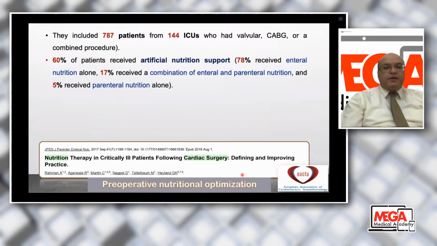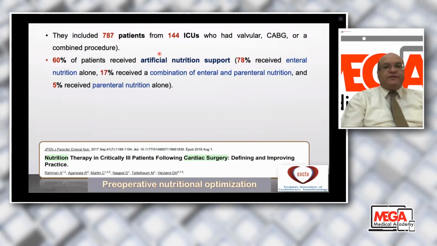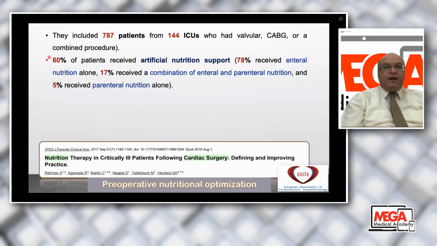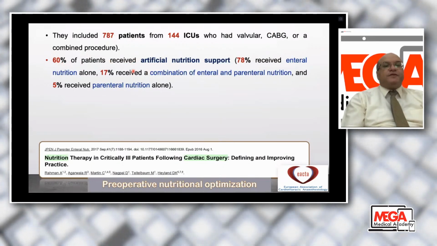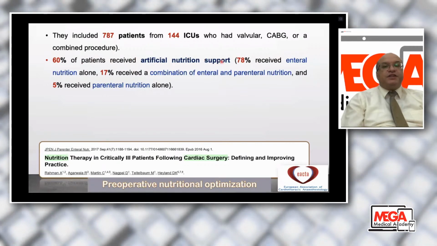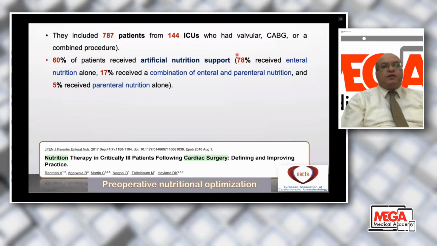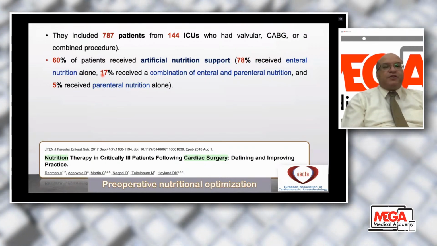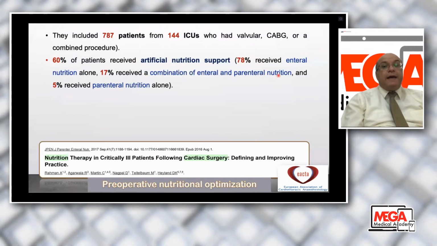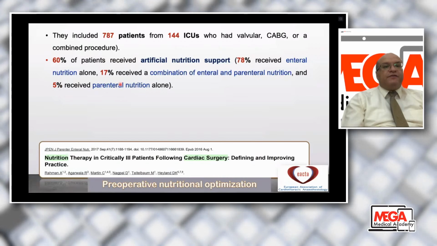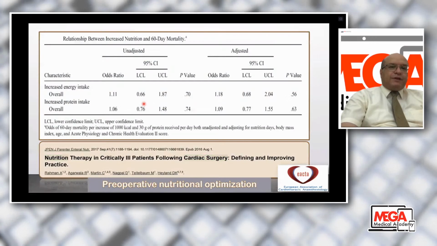Regarding preoperative nutritional optimization, this study included 787 patients undergoing valvular, CABG, or combined procedures, and 60% of these patients received artificial nutritional support during the preoperative period. Three-quarters of them received enteral nutrition alone, 20% received a combination of enteral and parenteral nutrition, and 5% received parenteral nutrition alone. We have to look into the outcomes of this study.